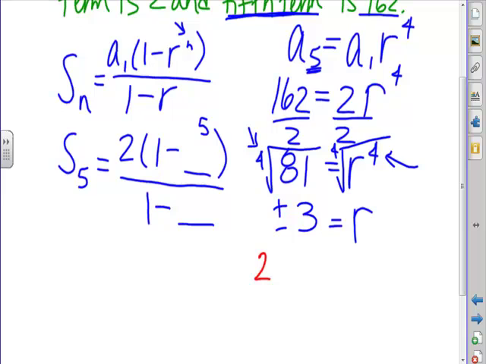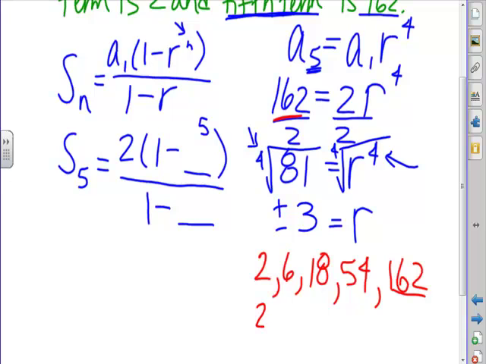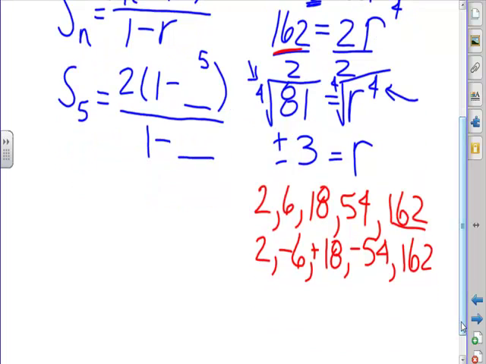In the first position we have a 2. If the common ratio is a positive 3, 2 times 3 is 6, 6 times 3 is 18, 18 times 3 is 54, and 54 times 3 is 162, as we expect in the 5th position. Let's see if a common ratio of negative 3 also works. 2 times negative 3 is negative 6, negative 6 times negative 3 is a positive 18, positive 18 times negative 3 is a negative 54, and negative 54 times negative 3 gets us to 162. So in this particular situation, we are going to have 2 different answers.